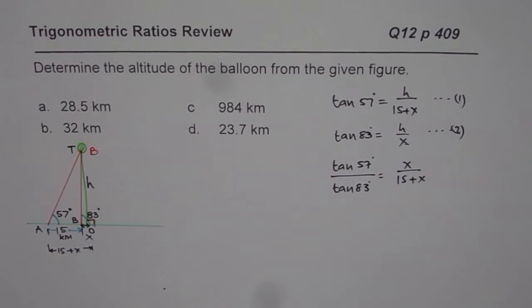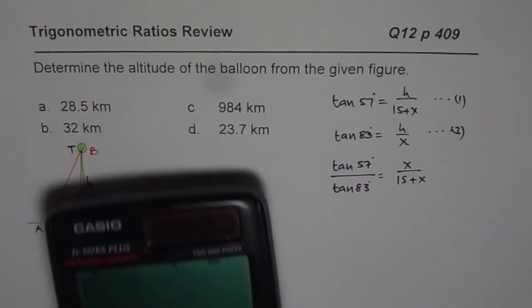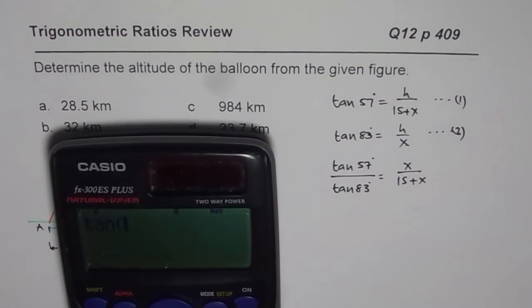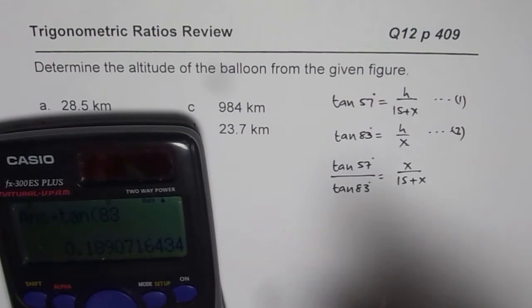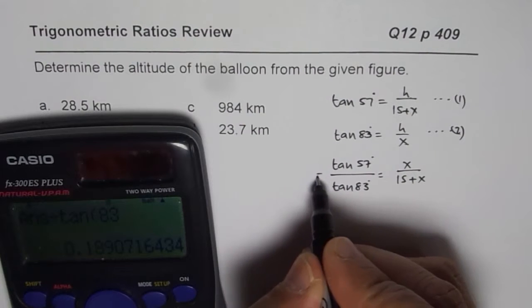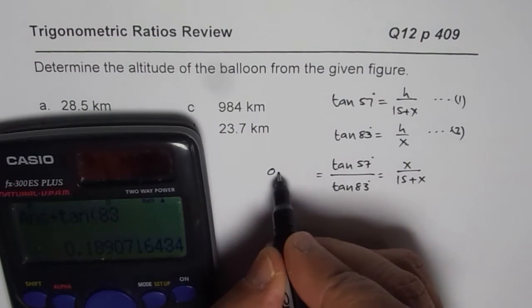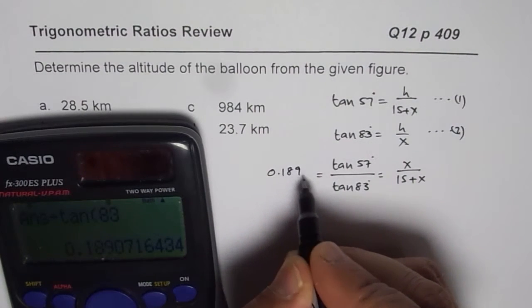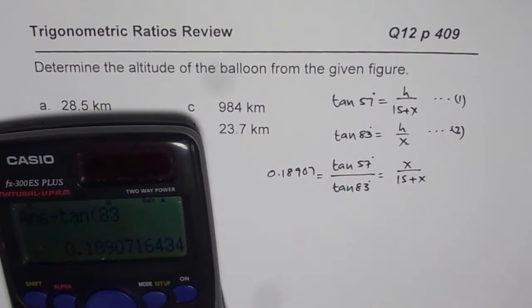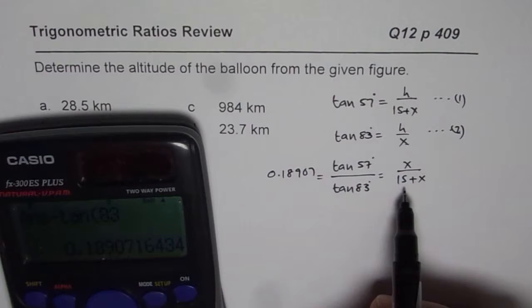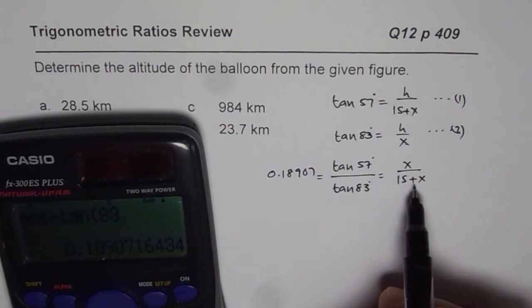Now let us use the calculator to find this ratio. So what is tan 57 divided by tan 83 equal to? So it's a very big decimal number. So it is 0.18907. Okay, so that is this ratio. Now what we can do is we can actually cross multiply and then solve.